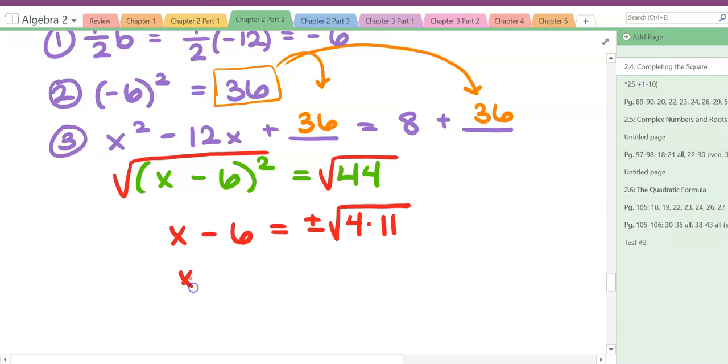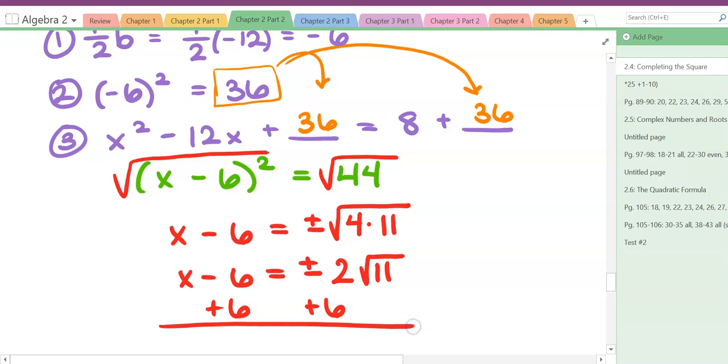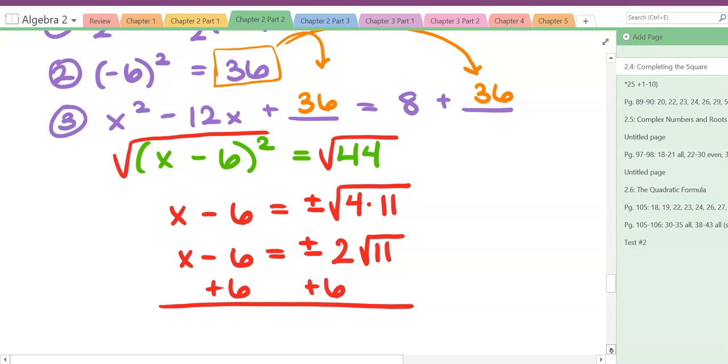So now I'm going to have x minus 6 equals, plus or minus, the square root of 4 becomes a 2, so that comes out of the square root sign. 11 has to stay underneath the square root sign. What's the last thing I need to do here to get x alone? Add 6. Okay, and just like we did earlier and on the previous problem, I'm just going to write it as a sentence. I'm going to always put the number first, so 6, then my plus or minus 2 square root of 11.